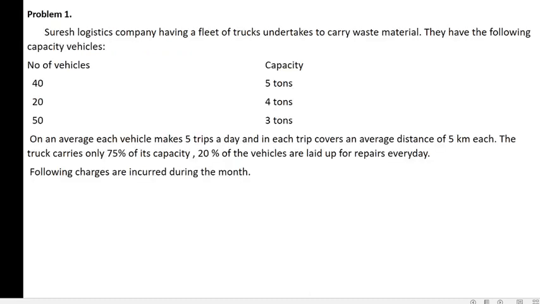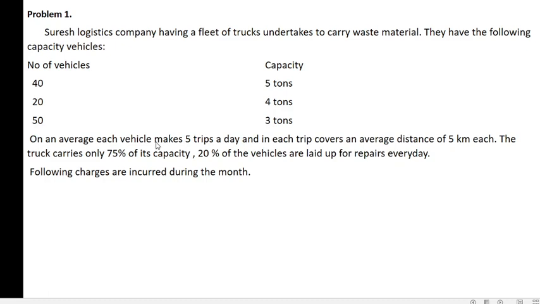Now we come to the problem. Suresh Logistics Company, having a fleet of trucks, undertakes to carry waste material. They have the following capacity vehicles. Number of vehicles 40, capacity 5 tons. Number of vehicles 20, capacity 4 tons. Number of vehicles 50, capacity 3 tons.